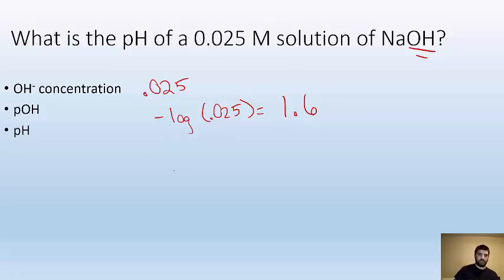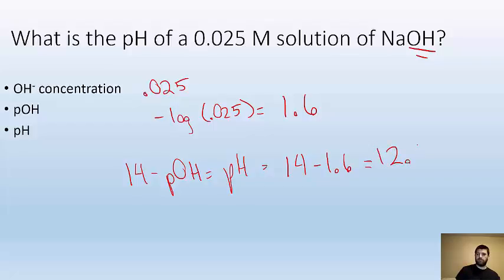So now I go, all right, well, what's my pH? Well, I know 14 minus pOH is going to equal pH. So that's going to be 14 minus 1.6, which gives me 12.4. And that is how I would solve this problem.